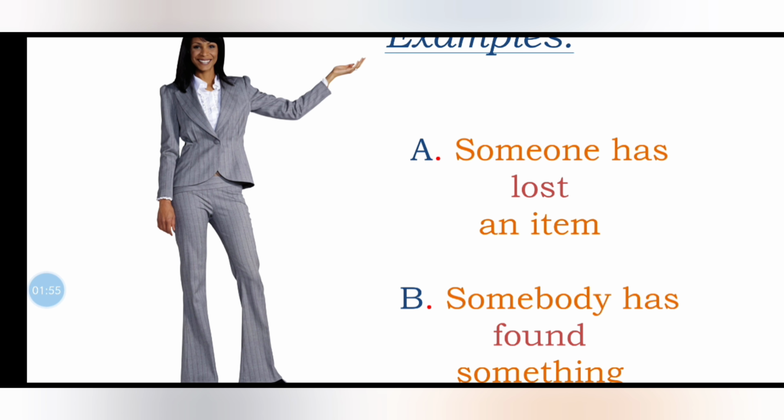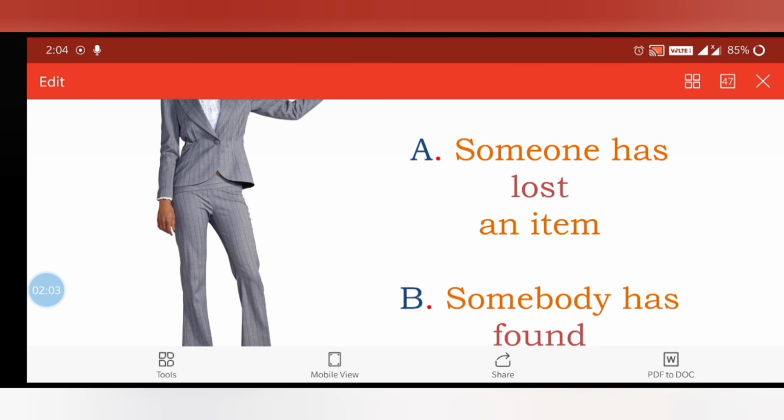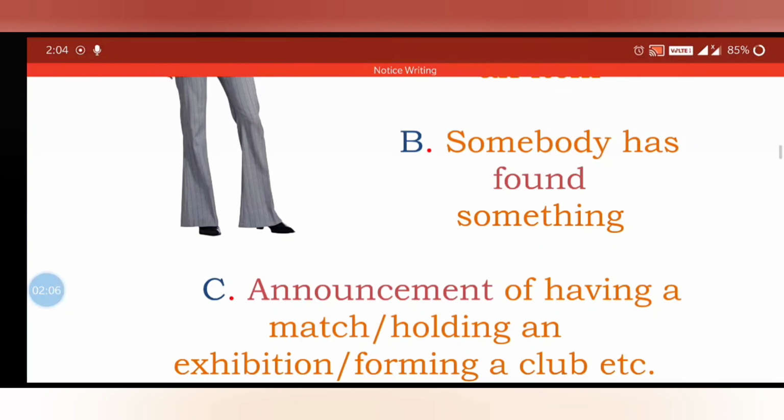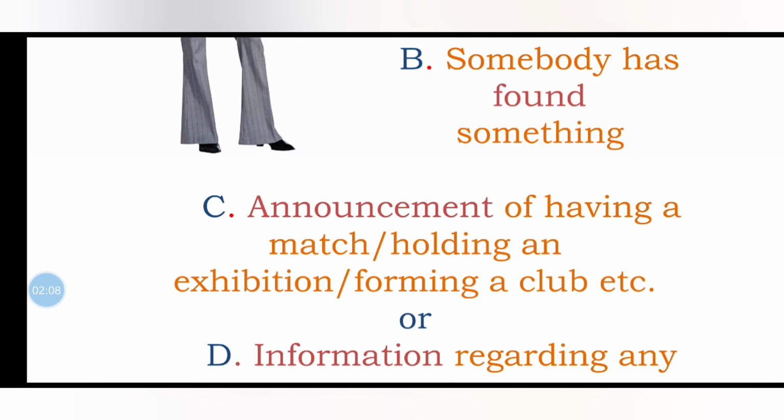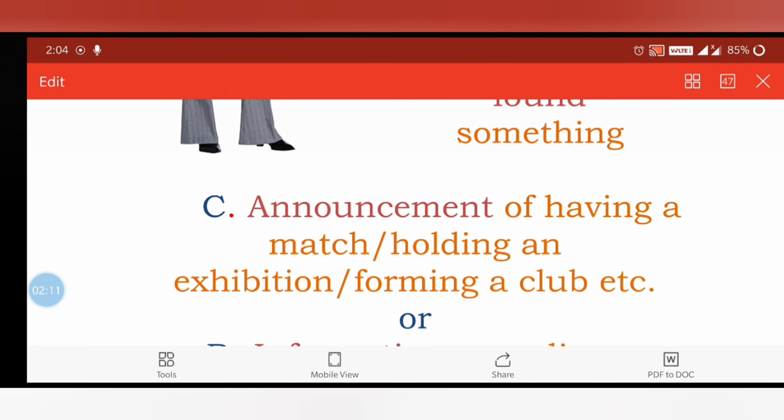Then there's another type, that is C, announcement of having a match, holding an exhibition, or forming a club, etc. So when you have matches for sports day, the football match, basketball match, etc., information is given. When we have exhibitions in school, a book exhibition or your art projects exhibition, or when a nature club or readers club is being formed, we have notices put up for the same.